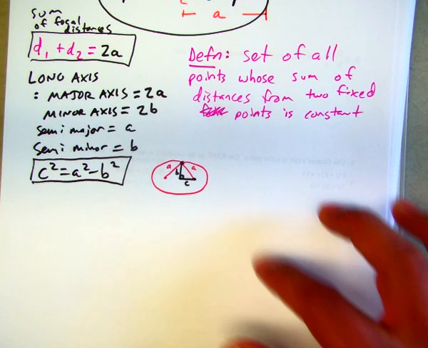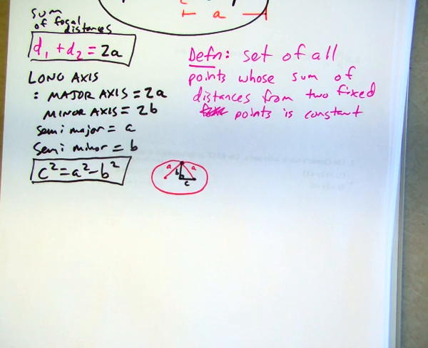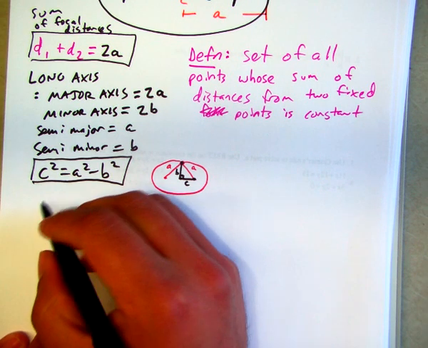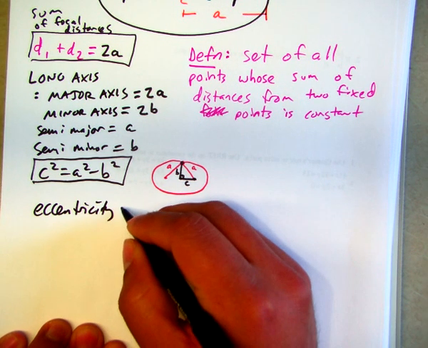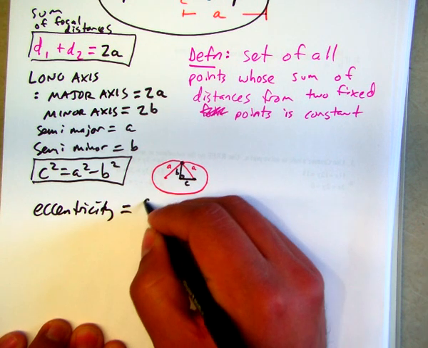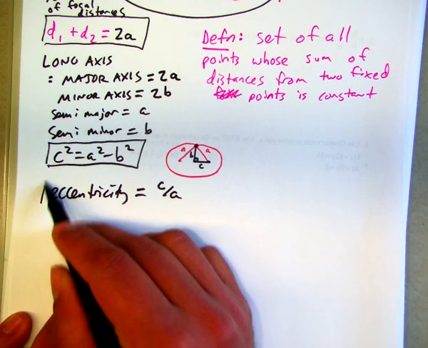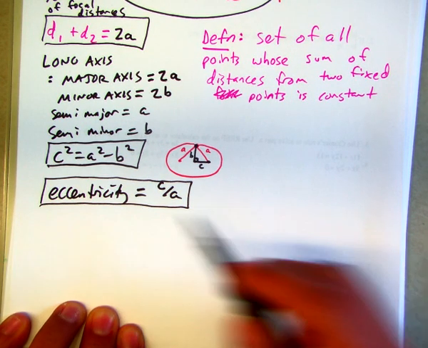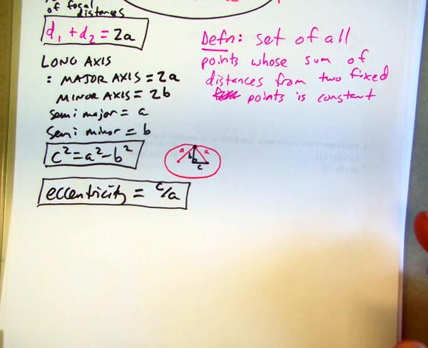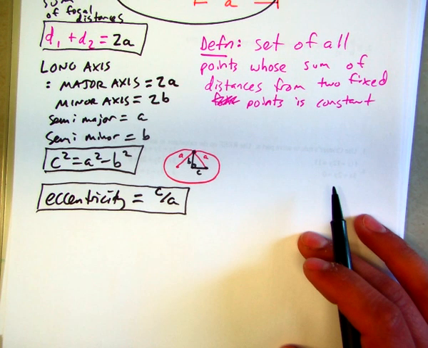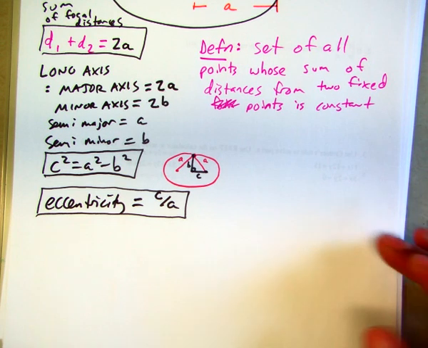This is all stuff you've seen at one point or another. We're just kind of reviewing that now. This part you may not have been introduced to. This is eccentricity, and that's defined as c over a. So that's the third equation. And it kind of tells you how much this deviates from a circle. This ratio.